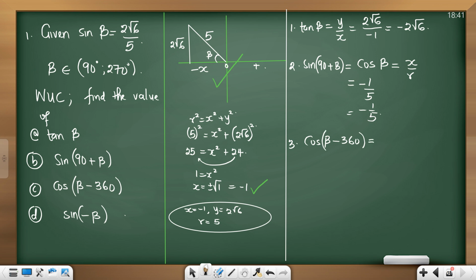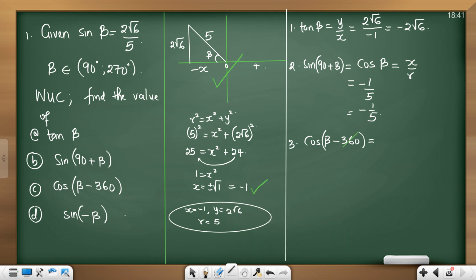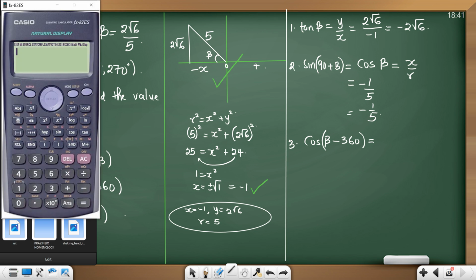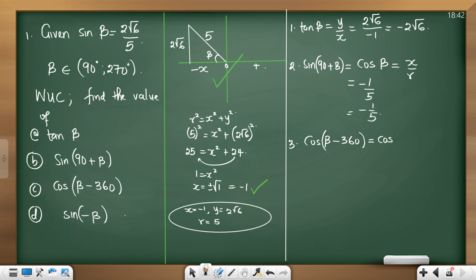Cos of 1 minus 360. I told you last week that anywhere I see 360, I can actually cancel it and put a 0, if you remember. And that is cos B. But if you are not sure, get a calculator. Is it a positive or a negative? It's a positive.